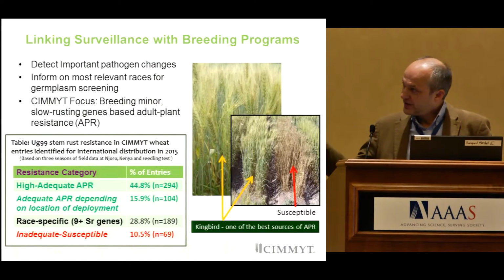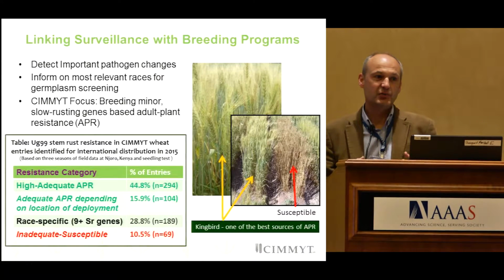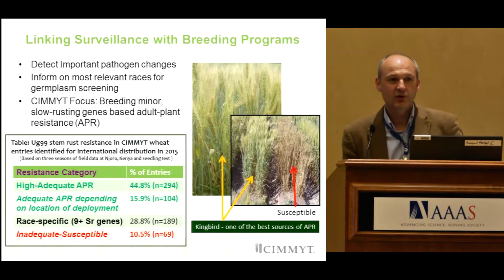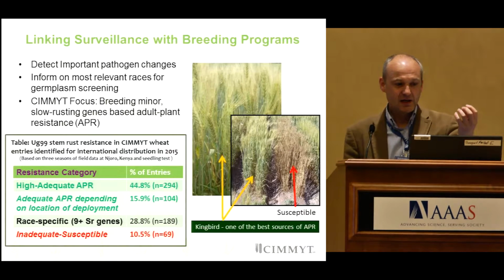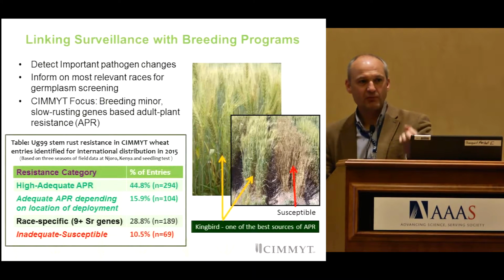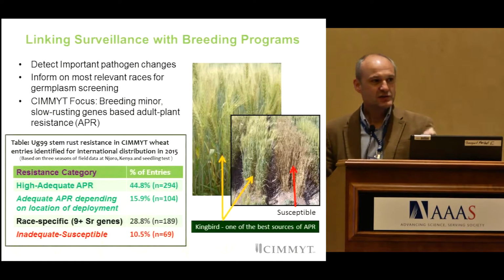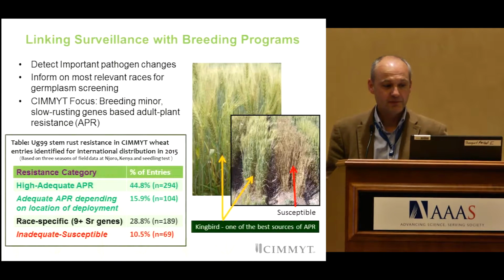Another part of the success is linking the surveillance to the breeding programs. My colleague Ravi Singh heads up the breeding programs at CIMMYT. We've been able to detect the important pathogen changes, take the most relevant races and use them in the screening nurseries, which Maricelis will talk about after me.